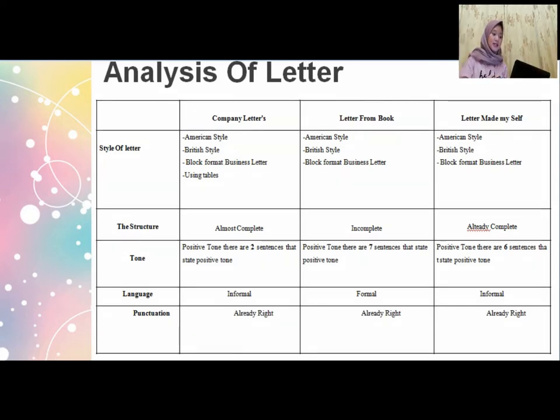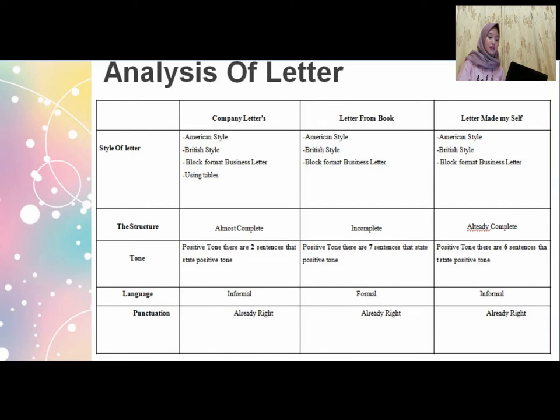Next, analysis of the letter from the book. First, style of letter. There are American style, British style, and block format with this letter. Next, the structure. It is incomplete. Next, tone. There is a positive tone. There are 7 sentences that state a positive tone. Next, language. The language of the letter from the book is formal, and the punctuation of the letter from the book is already right.